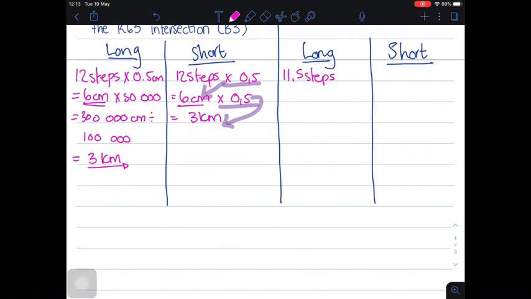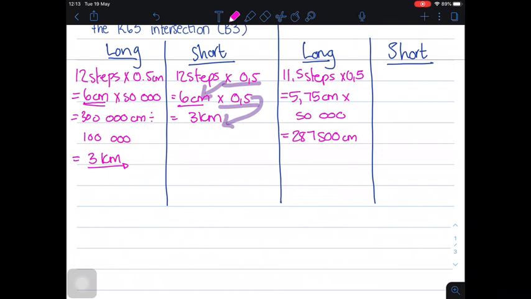If I take those 11.5 steps and I times it by 0.5 because that's the size of each step, I get 5.75 centimeters. Now we take 5.75 centimeters and we times it by 50,000 to blow it up into reality. That will then give us 287,500 centimeters.